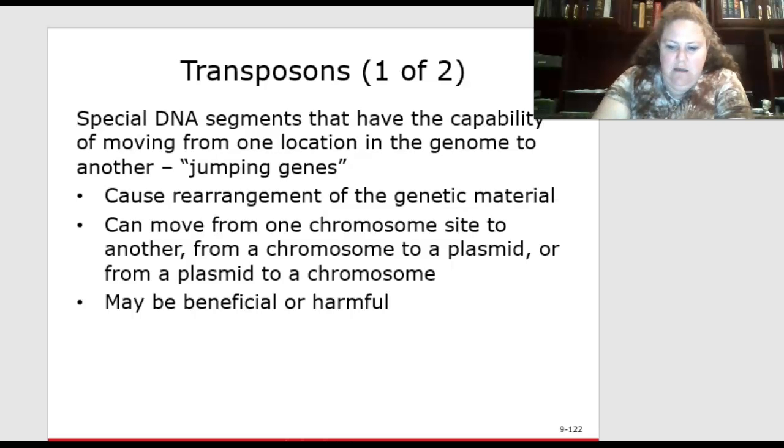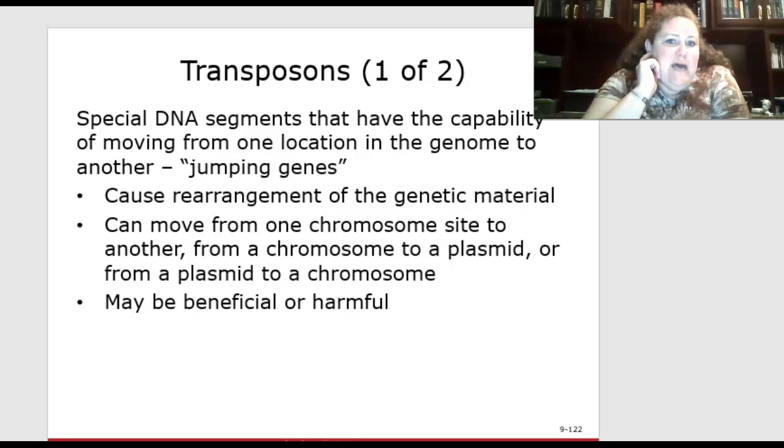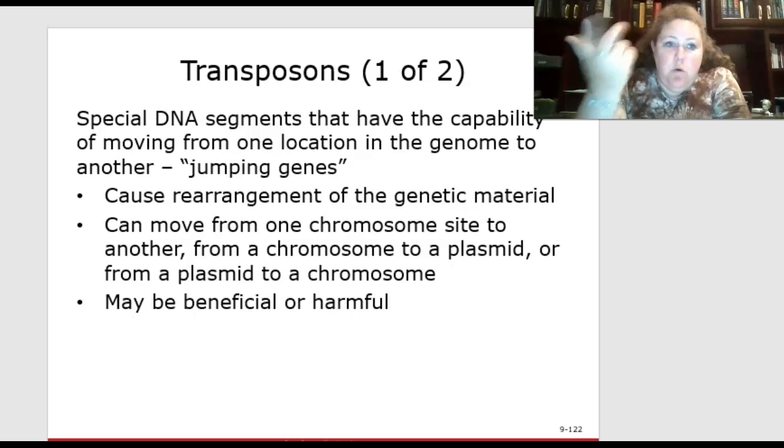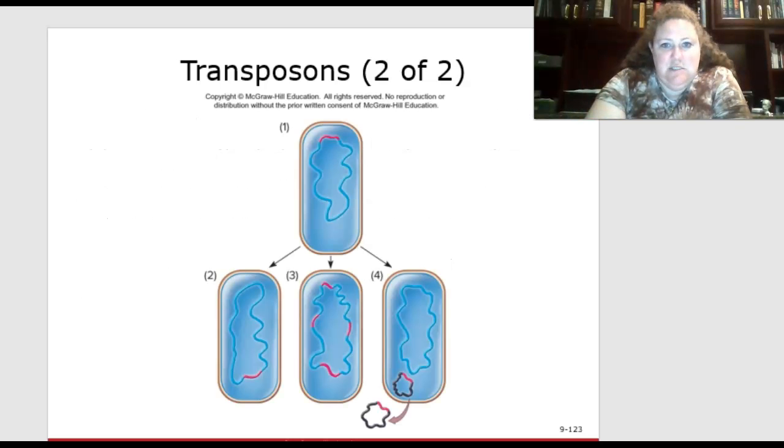And then moving on and finishing up, we have transpositions. And this is special DNA segments that have the capability of moving from one location of the genome to another. So they're like jumping genes. And these cause rearrangements of the genetic material, and they can move from one chromosomal site to another. They can move from a chromosome to a plasmid, or from a plasmid to a chromosome. And this may be beneficial or harmful. It just really depends on the situation.